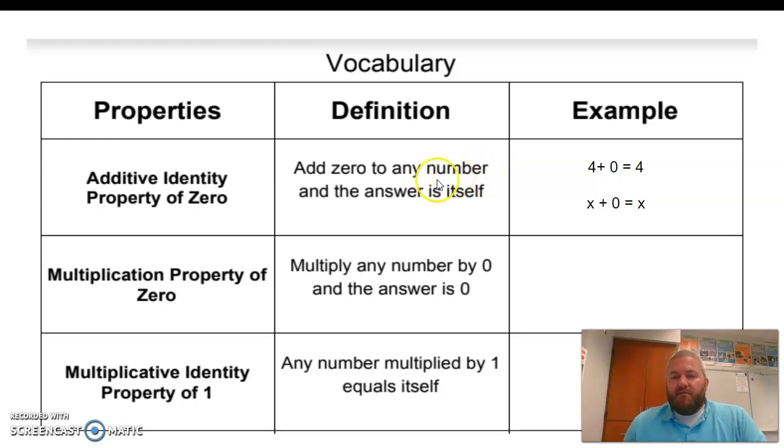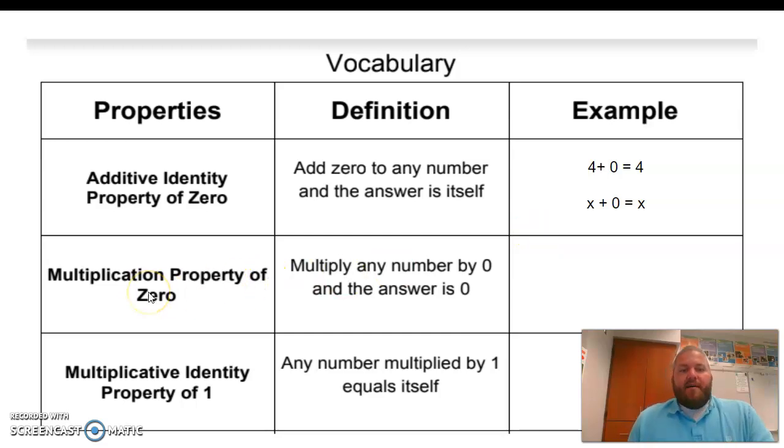So a couple things that this looks like: it could be 4 plus 0 equals 4. It could be x plus 0 equals x. Remember, x just means basically any number that's here. If you add 0 to it, it's going to equal itself. Negative numbers, decimals, fractions. If you add 0, it becomes itself.